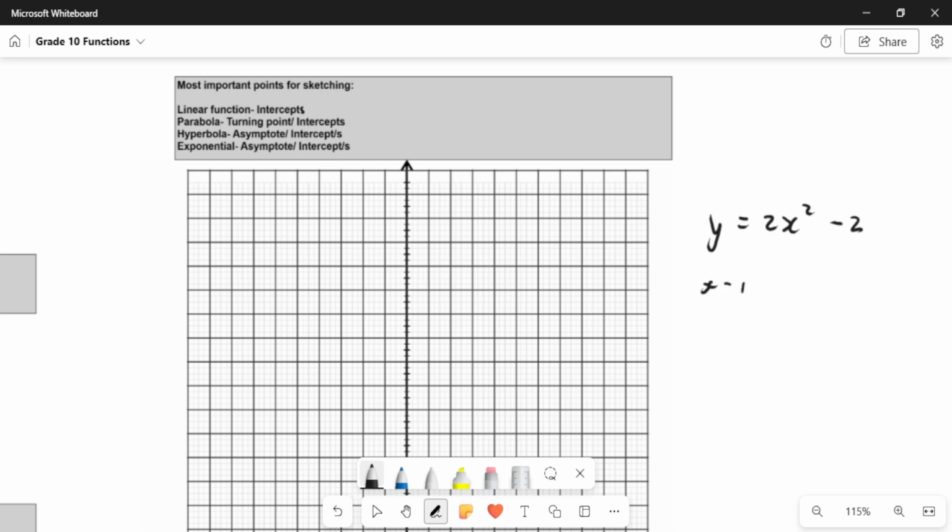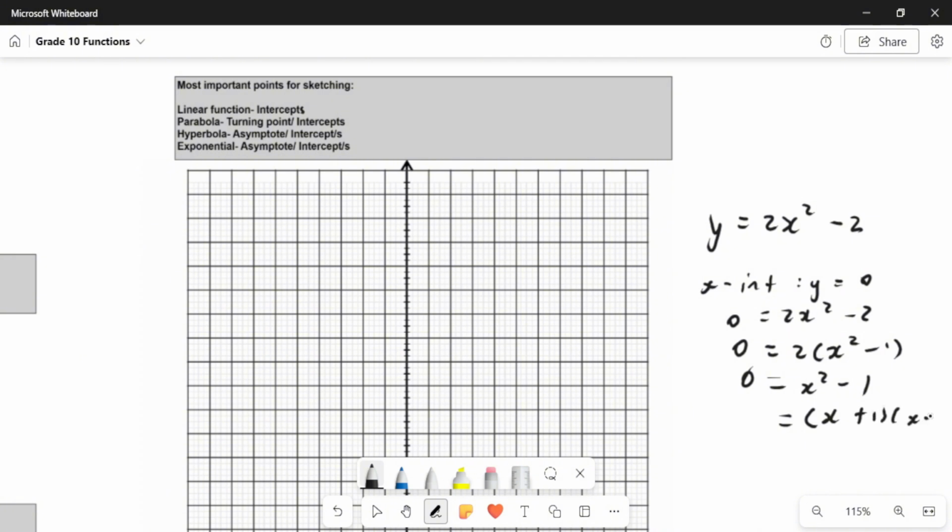So we'll say the x-intercept is the point where y is equal to 0. Therefore, 0 is equal to 2x squared minus 2. First factor out the HCF, which will be 2 into x squared minus 1. Then divide by 2 on both sides. Therefore, 0 is equal to x squared minus 1. Then we have a binomial. And when we have a binomial, or two terms, we make use of special binomials. So this will be x plus 1, x minus 1, equals 0. Therefore, x is equal to minus 1 or x is equal to 1.